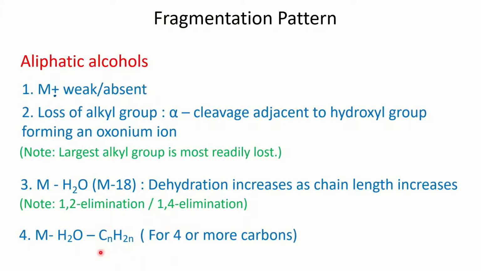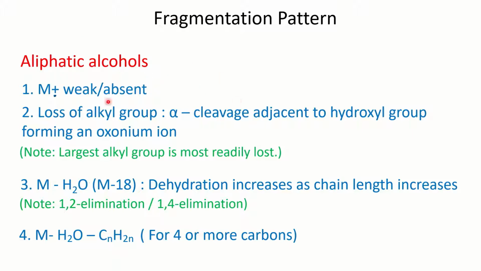And last, here we will see loss of water followed by the loss of a neutral alkene, where n is the number of carbons in the alkene. And this particular fragmentation occurs when at least 4 or more carbons are present in the alcohol. Okay, so this is the fragmentation pattern for aliphatic alcohols in mass spectroscopy.